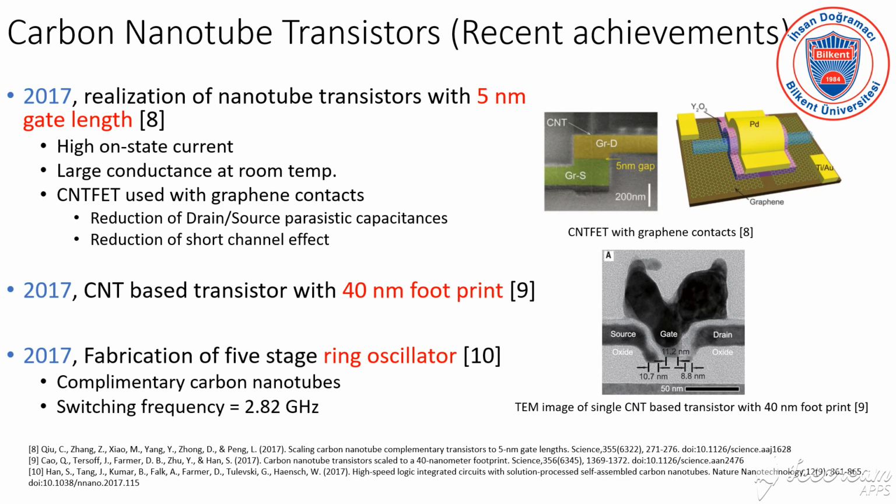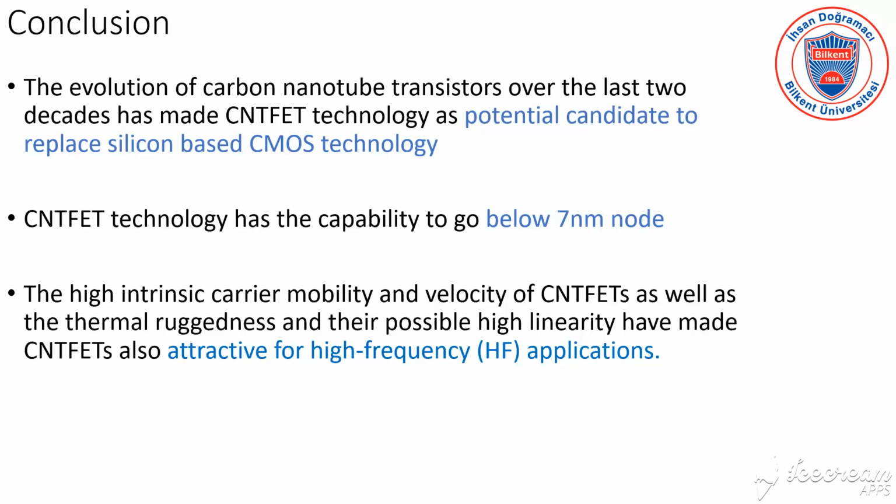In order to fulfill the criteria set by ITRS to make the transistor footprint with all components as small as 40 nanometer, Chiung Kao and his colleagues presented such a device. And also the fabrication of a 5-stage ring oscillator was presented by a research group at IBM Thomas J. Watson Research Center, New York.